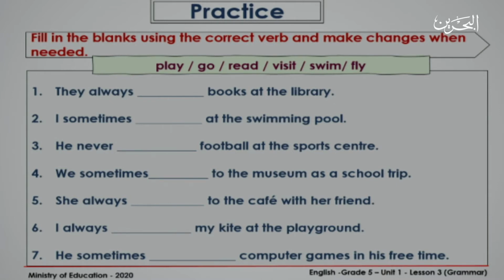Now you have to read and fill in the blank with one of these verbs. You have to pay attention. You might have changes in the verb. For example, you might add an S. When will you add an S? You have to look for the subject. Does it take S or not? For example, here you have they. Does it take S in the verb or not? Think about it. Go back to the rule. Now you can write your answers on your mini board. You have 5 minutes. Start.